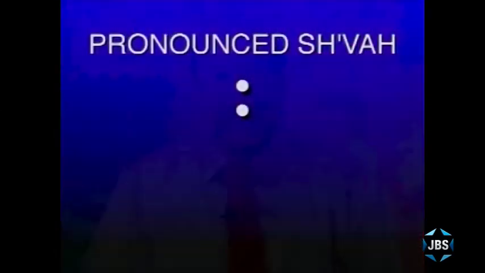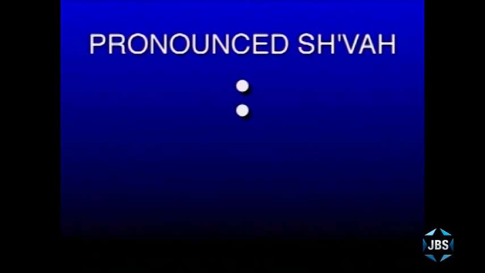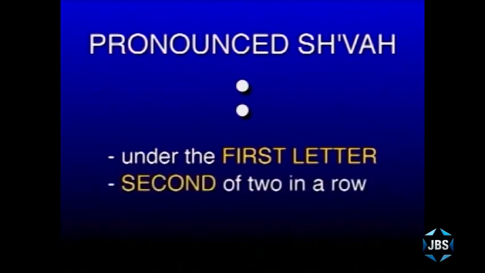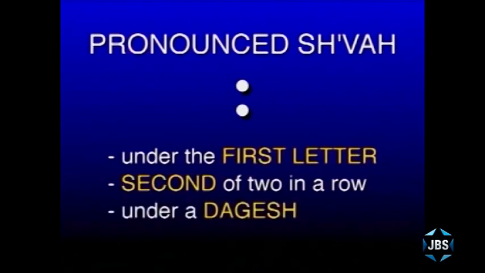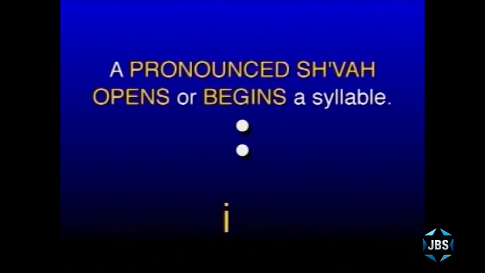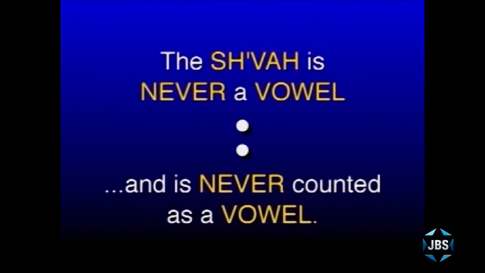And while we have one more moment left, very quickly, here are the rules for the pronounced shva. Every shva is silent unless it comes under the first letter of a word, is the second of two in a row, or if it comes under a letter with a dot in it, with a dagesh in it. Under a dagesh, the shva is pronounced. The shva is pronounced "i," as in the word fish. It is a grace note "i," and the shva is never counted as a vowel, even when it is pronounced.